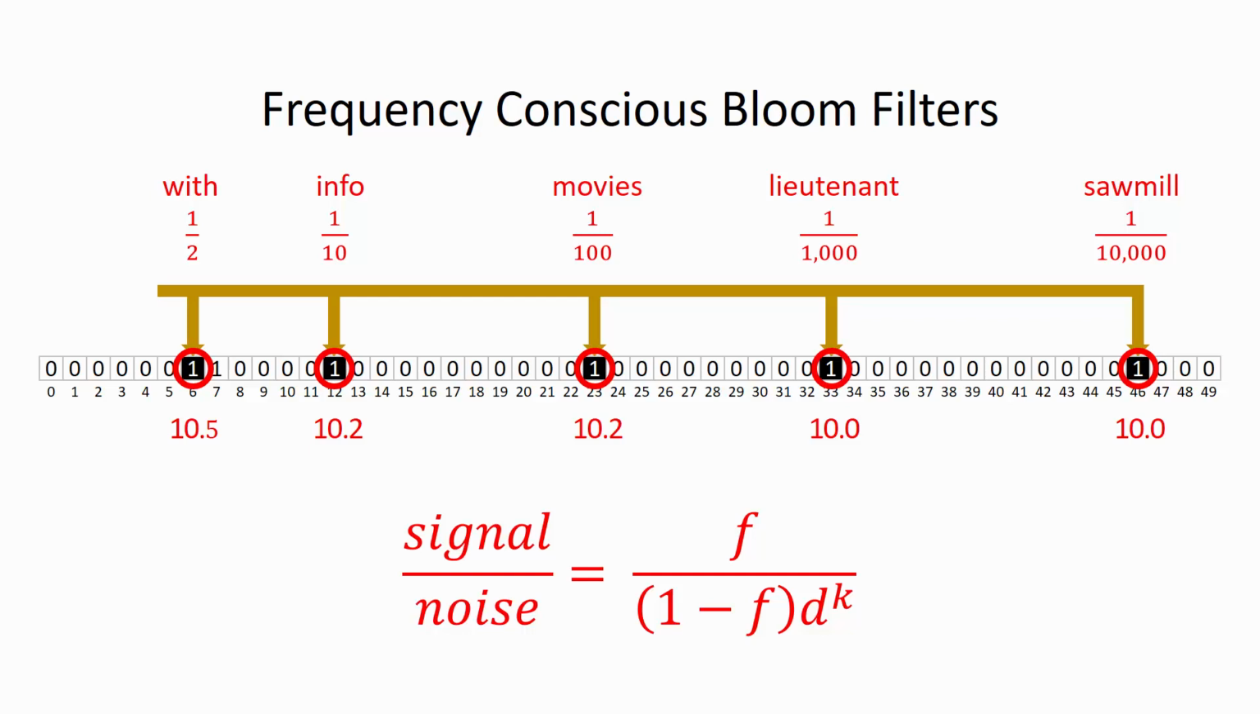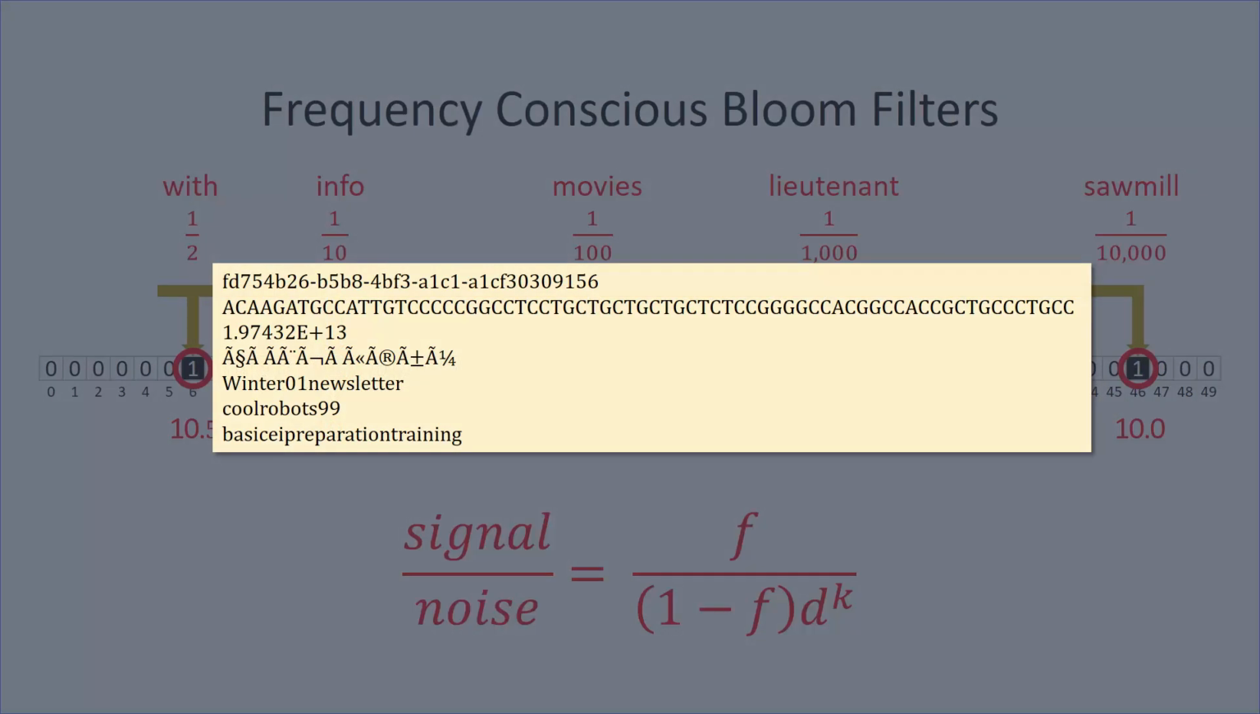This example only goes out to Sawmill, but the internet is full of extremely rare terms that may require 10 or more hashes to reach an acceptable false positive rate. Things like GUIDs and DNA sequences. To find these rare terms, a traditional Bloom filter would need to be configured with lots of hashes that would waste space for the common terms. BitFunnel uses term frequency to set the number of hashes on a term-by-term basis.